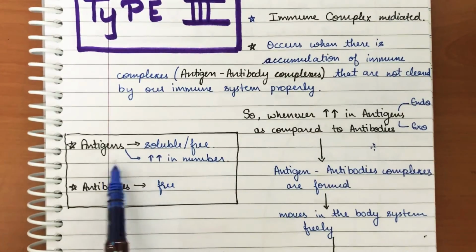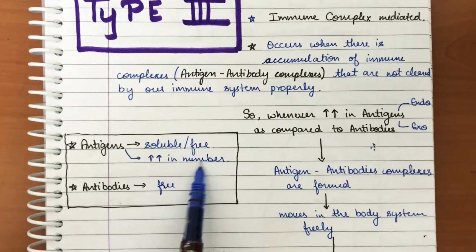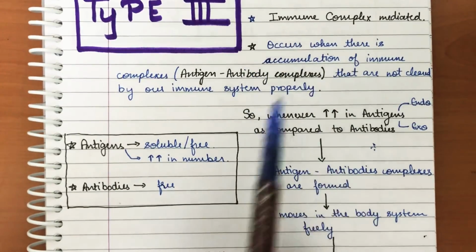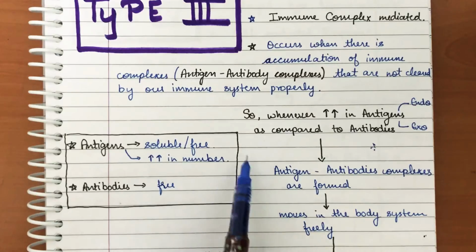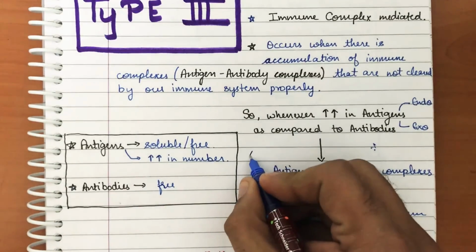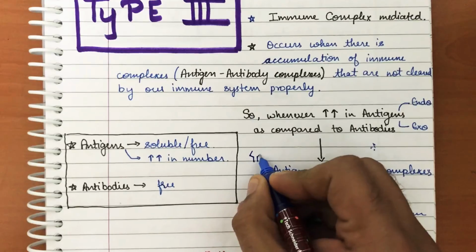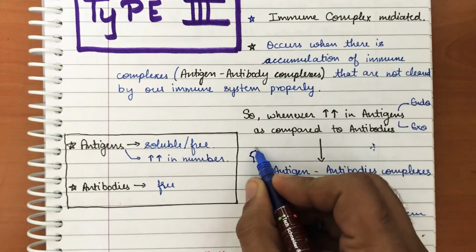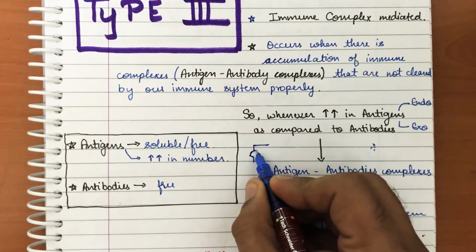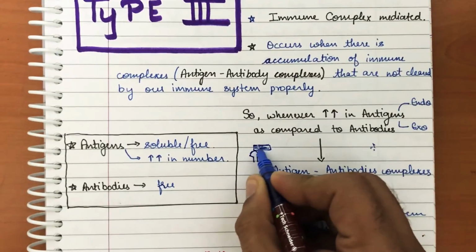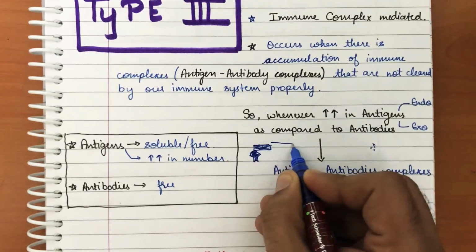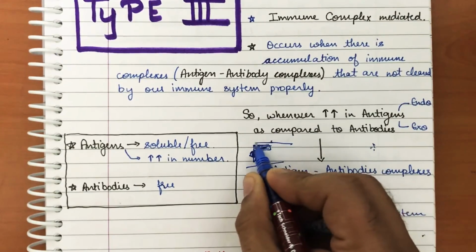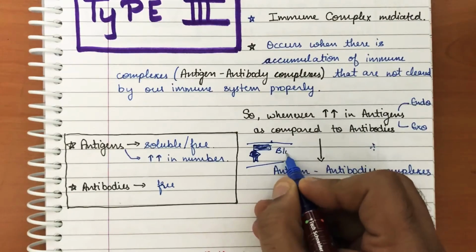So these antigens are soluble and free, and they are very high in number in type 3, which will lead to the type 3 hypersensitivity reaction. These antibodies will also be free and they both will form a complex. For example, this is an antibody and this is an antigen. They both will join together and form a complex and they will circulate freely in our circulatory system, that is in our blood.